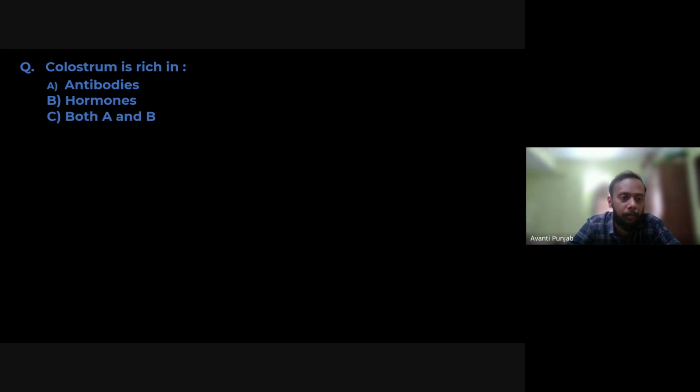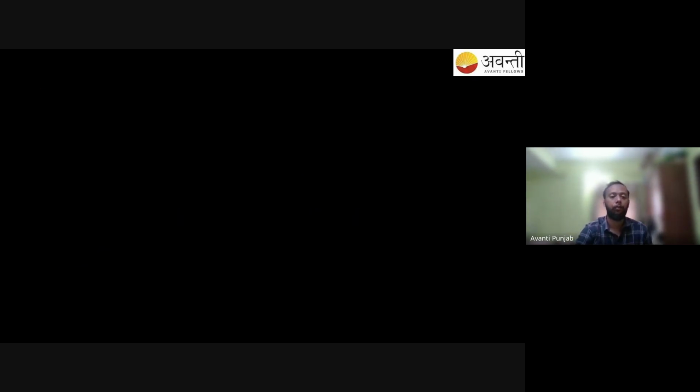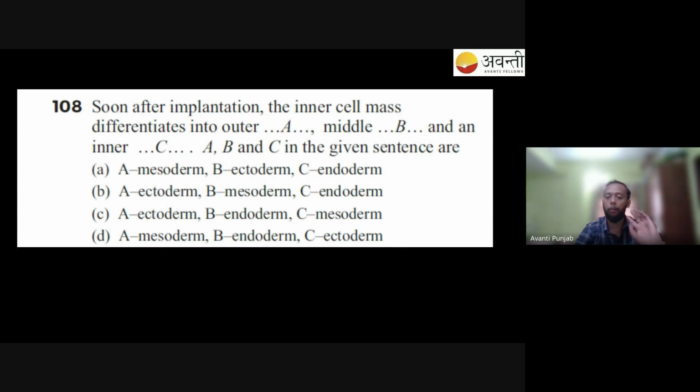Colostrum is enriched in what? A, B, both A and B, none of the above. What do you find in colostrum? Yes, it is going to be your antibodies. वो भी आपकी IgA वाली, right? Now let's solve some questions. अब हम यहाँ पे कुछ क्वेश्चन सॉल्व करते हैं. Let's try to pick some questions over there.